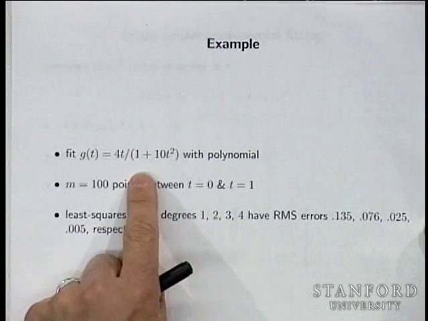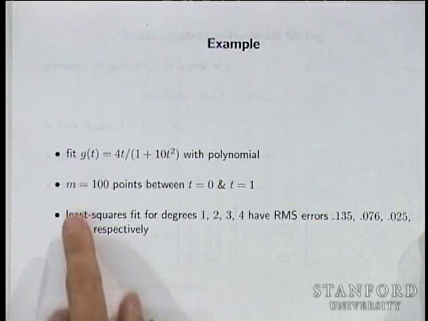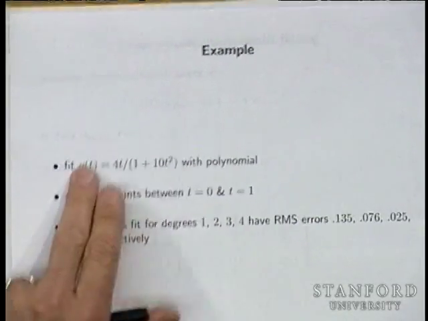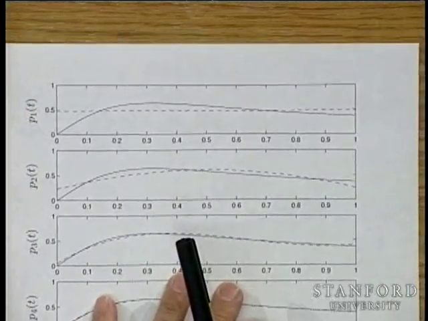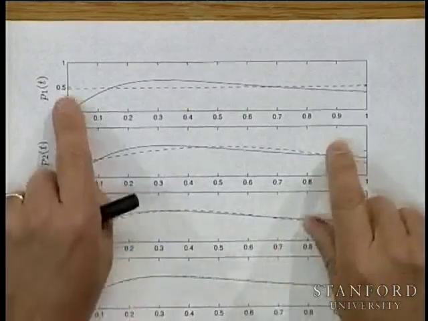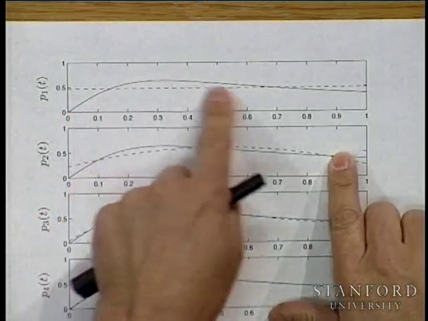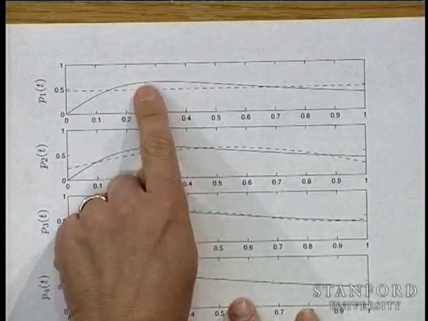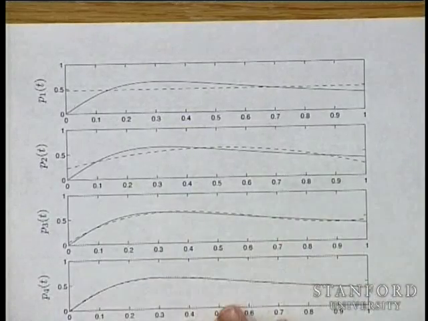Here's a function, which is by no means a polynomial. I just made it up. It's some stupid rational function. And we take 100 points, and we'll do least squares fit for degrees 1, 2, 3, and 4. And we'll just take a look at what happens. Now, a degree 1 polynomial, that's a line. This thing has almost zero slope, but not quite. And this is the fit to this function of degree 1. And you can see it's trading off the underestimate here with the overestimate here. Because it's a line, it can't do very much.